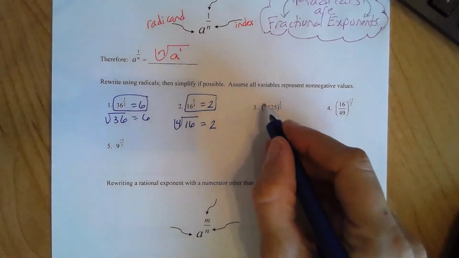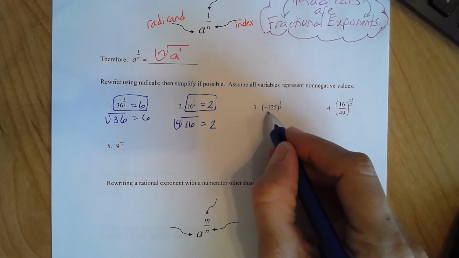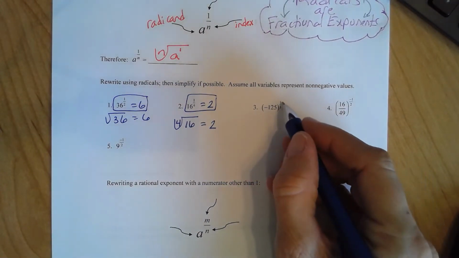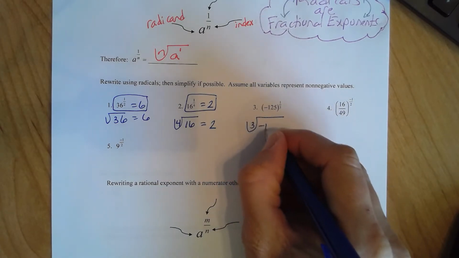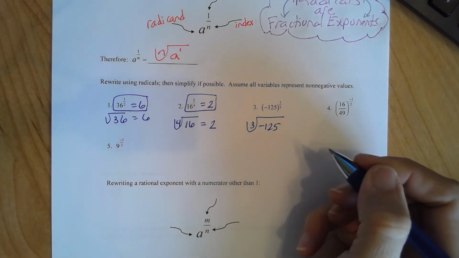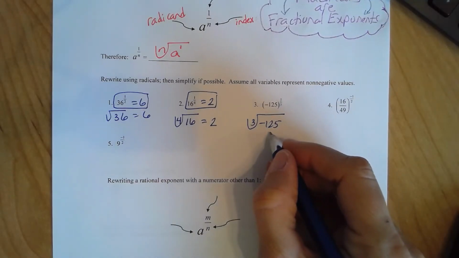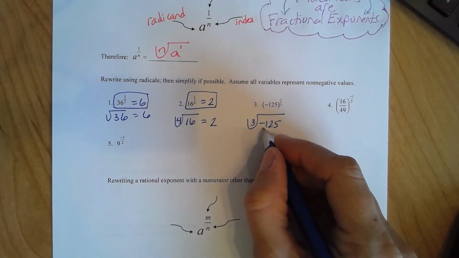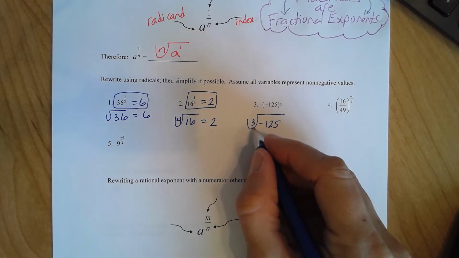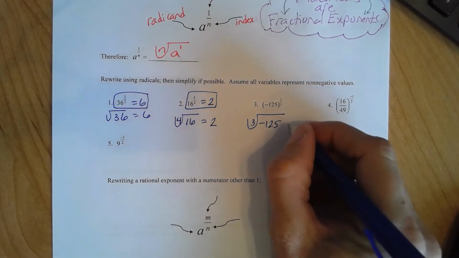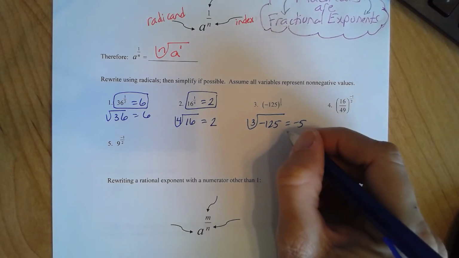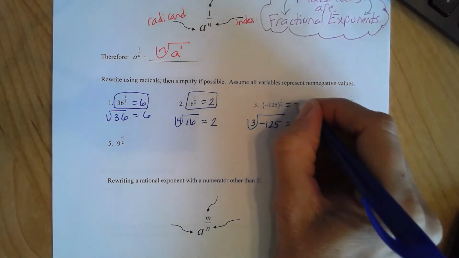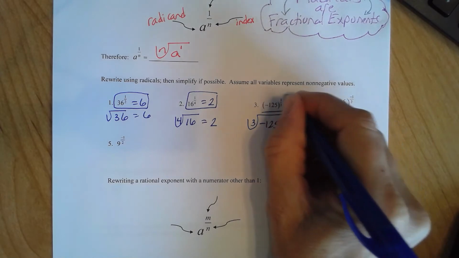Now be careful. This is in parentheses, so the negative has to be under the radical. 1 is the power, 3 is the index. So this is the cube root of negative 125. What can you multiply 3 times and get a negative? Well, first of all, we're allowed to because the negative is under an odd index. And the answer would be negative 5 because negative 5 times negative 5 times negative 5 is negative 125. So the answer to number 3 is just negative 5.